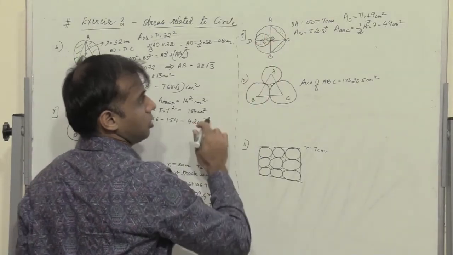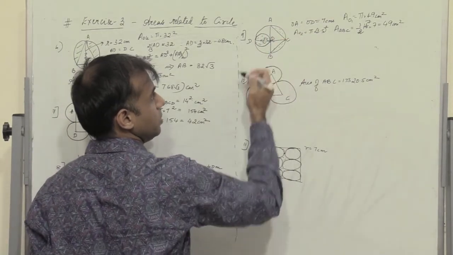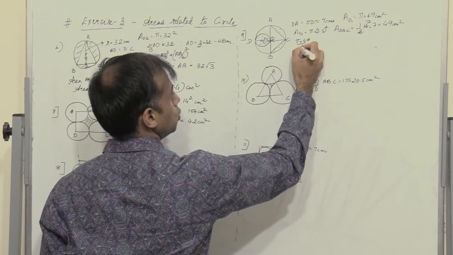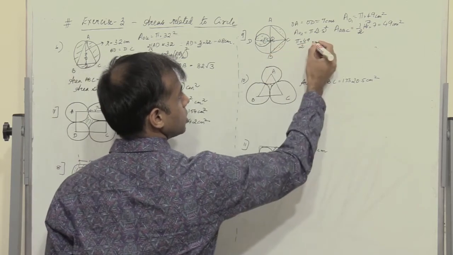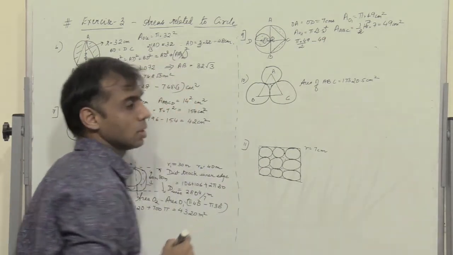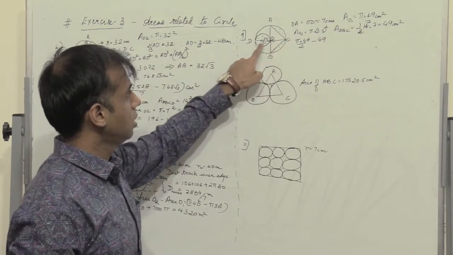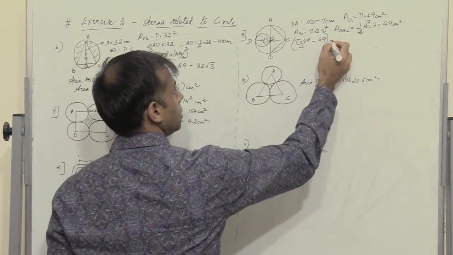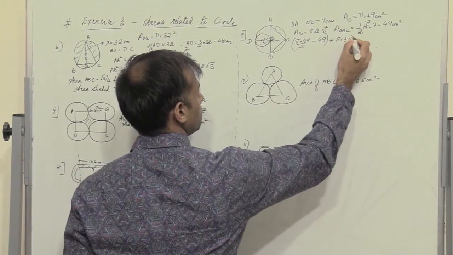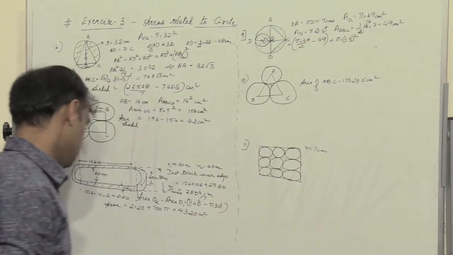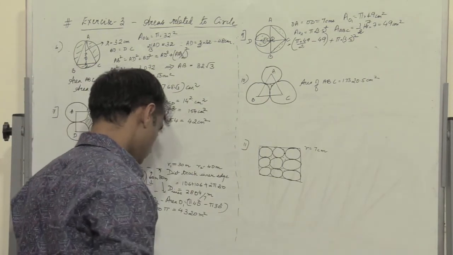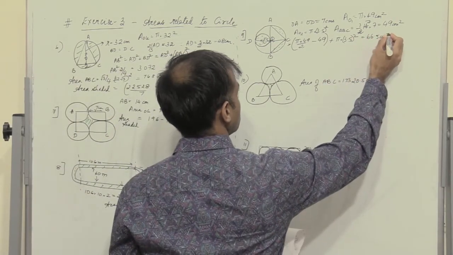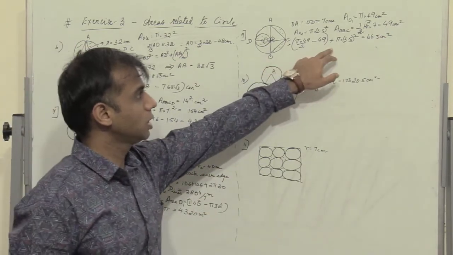To find the area of the shaded region, let us find the area of this semicircle. The area of this semicircle is pi into 49 by 2, minus the area of the triangle, which is 49. That gives me the area of this shaded region, and I need to add the area of the smaller circle, right? So this area plus pi into 3.5 the whole square would give me the area of the shaded region. If we calculate, we get the area as 66.5 centimeters square.